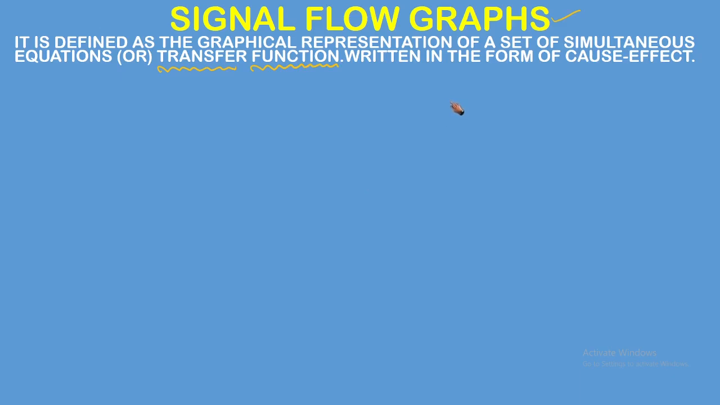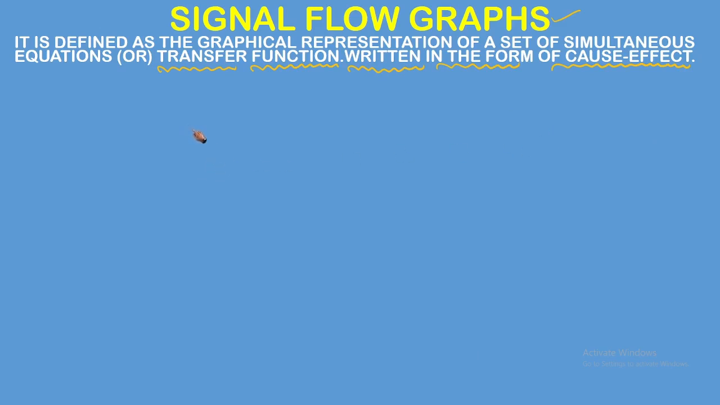And see, signal flow graph is also defined as the representation of the block diagrams. You can represent the block diagrams, or you can convert the block diagrams into a signal flow graph. In another fashion, a set of algebraic equations which are written in the form of cause and effect can also be converted into a signal flow graph. This is the basic introduction of the signal flow graph.